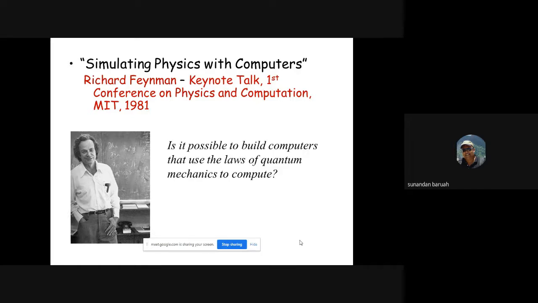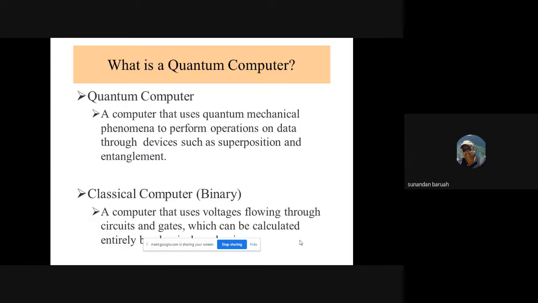So this is what he said. Is it possible to build computers that use the laws of quantum mechanics to compute? So now the answer is definitely yes. So we are discussing quantum computing. What exactly do you mean when you say quantum computer? Well, basically a computer that uses quantum mechanical phenomena to perform operations on data through devices such as superposition and entanglement. These are new terminologies coming into electronic systems design. So instead of the bit, you are talking about the qubit, and the qubit will talk about superposition and entanglement. So it's a whole lot different from the classical computer that we use at the moment.